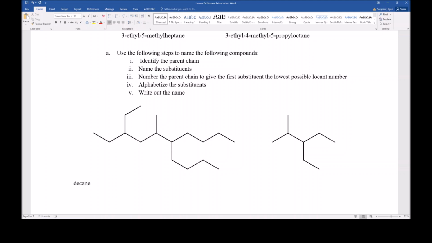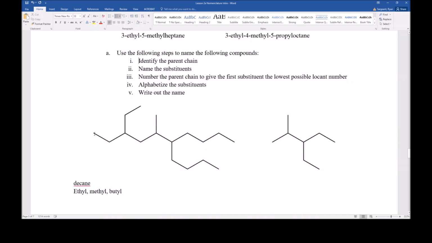And now what I want to do is assemble a list of the names of the substituents. So coming off of that decane, I have an ethyl group, a methyl group, and a 1, 2, 3, 4, a butyl group. So it's ethyl, methyl, and butyl. These are just notes to myself. I'm going to eventually tack these onto the front of the name decane. But for now, these are the three things that I have to worry about. So I've identified the parent chain. I've named the substituents. Now I want to number the parent chain to give the very first substituent that I encounter the lowest possible number.